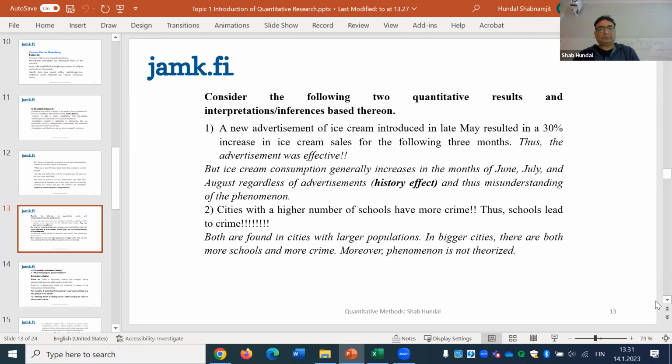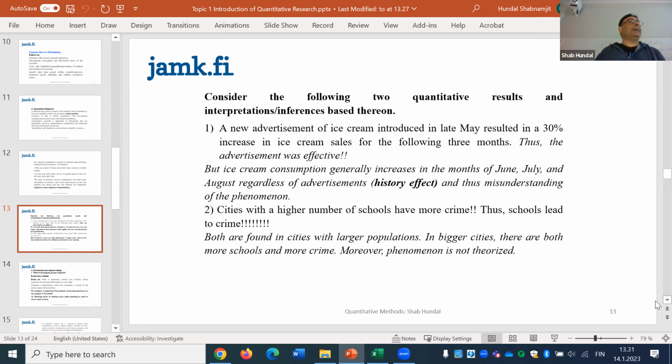Very quickly, this new advertisement shows that in late May, there was a 30% rise in the consumption of ice cream. So at the end of May, you observed that the ice cream sales had increased by 30% in comparison to the following 3 months. So May 30%, June, July, August, no, less, but May is 30% more. Thus, we can say that the advertisement was effective.